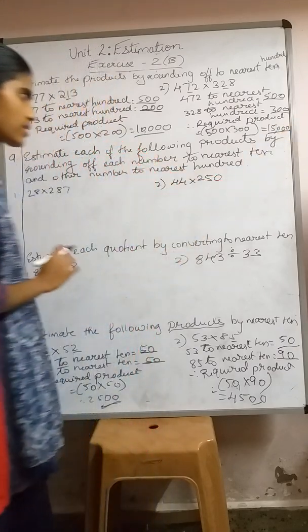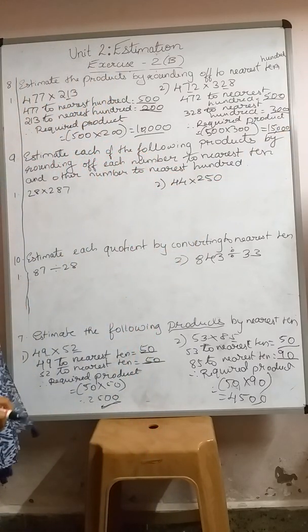15,000 is our answer. So children, please solve and try to find out the correct answer. Okay, there are other sums to solve also, that is your homework. Fine, let us go for 9th.